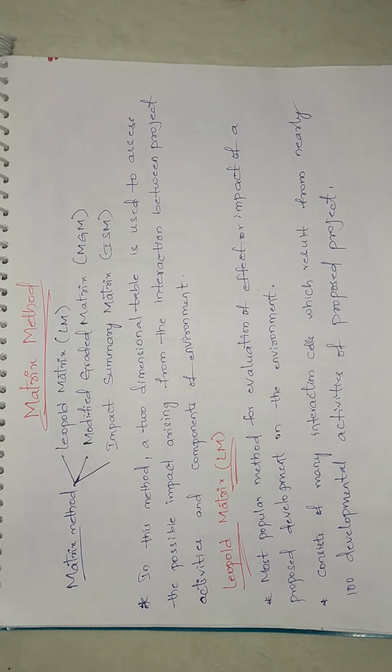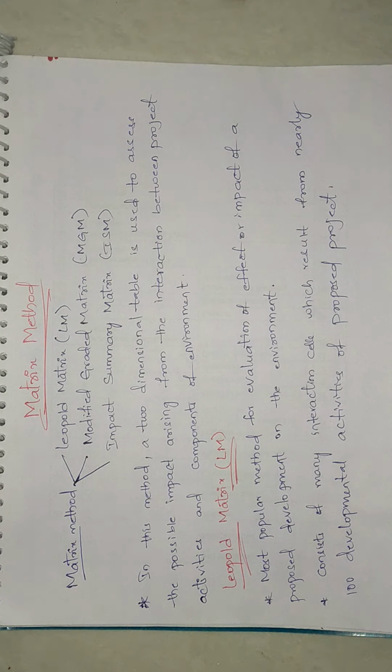Hello everyone, in today's video we are going to see the next EIA methodology, which is the matrix method. This is also one of the methods in the EIA methodology, and this is a very useful and important method as well. So we'll see what the matrix method is. This matrix method is of three types, okay?